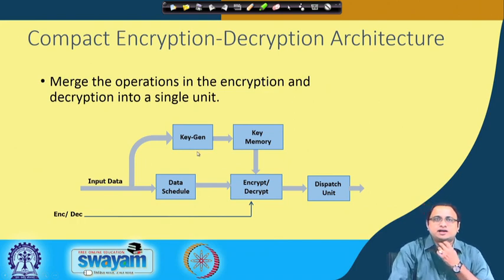So, you can go for a compact encryption and decryption architecture, where you merge the operations in the encryption and the decryption into a single unit. If you compare this with the architecture that I had in the last class, where I had a separate encryption and decryption block, now we are trying to think whether we can combine these two blocks into a single block. That can save some gates, which is very important for our hardware designs. The rest of the things remain the same.